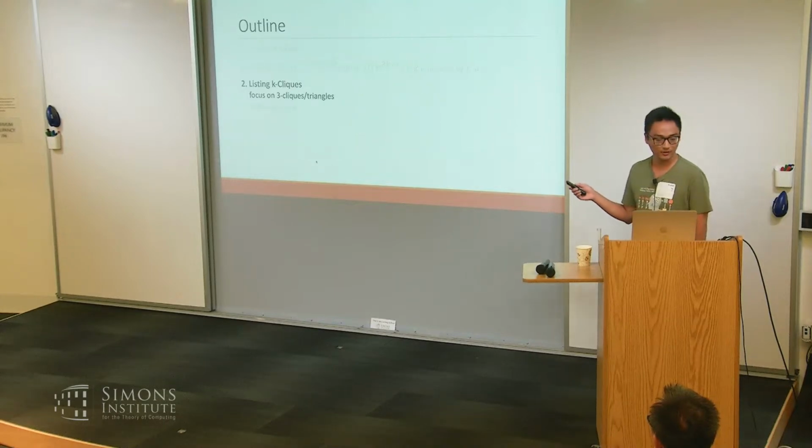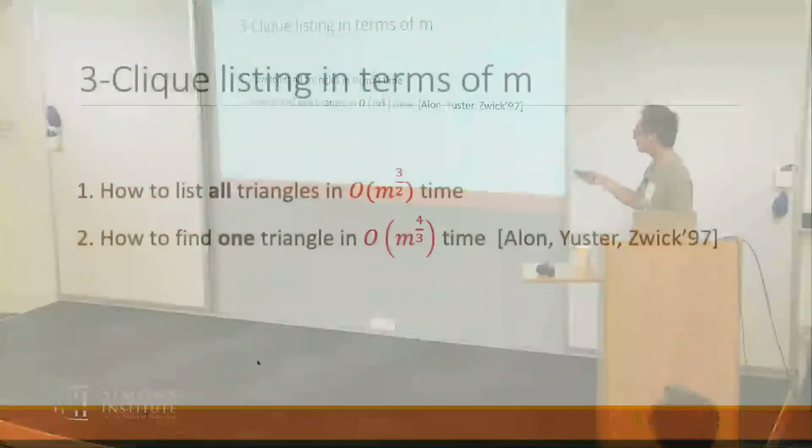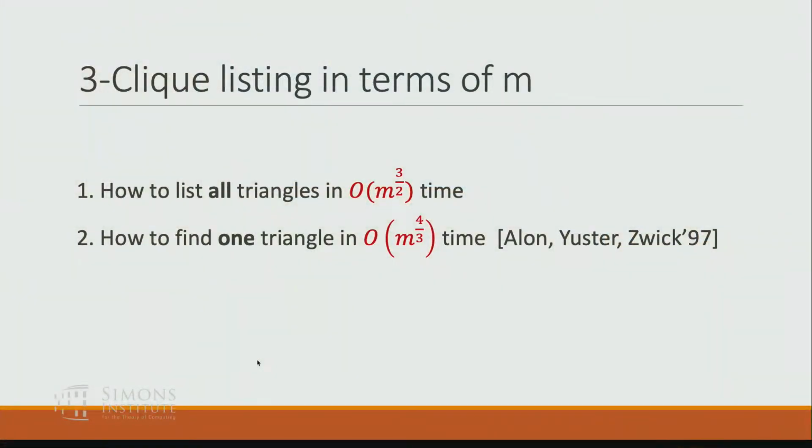Okay, so next I will focus on triangle listing. First, I will show you how to list all triangles in m to the 1.5 time. I think we also saw this in Monday's lectures, but I will show this algorithm purely in the language of graph algorithms. And then I will show how to slightly modify this algorithm to get m to the 4/3 running time that can find one triangle.